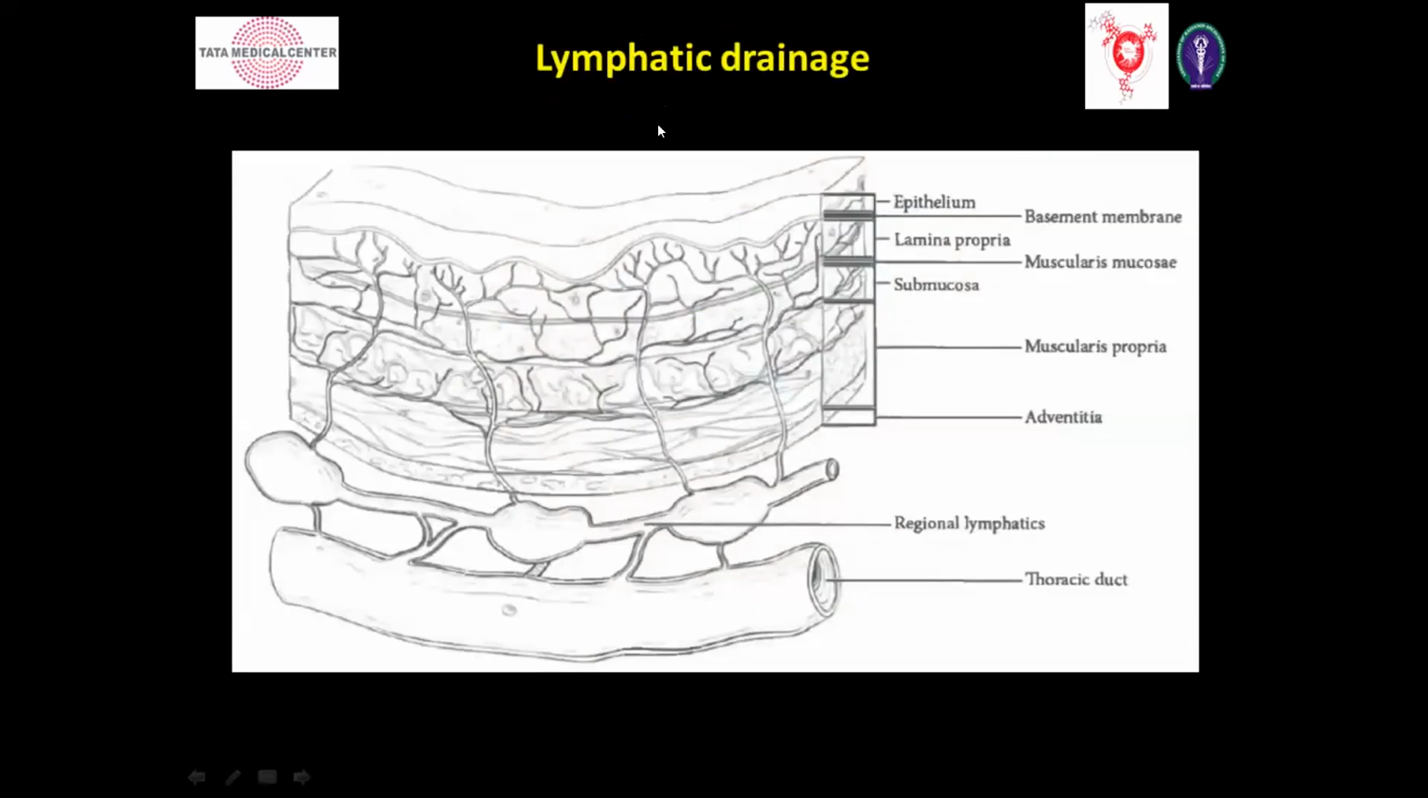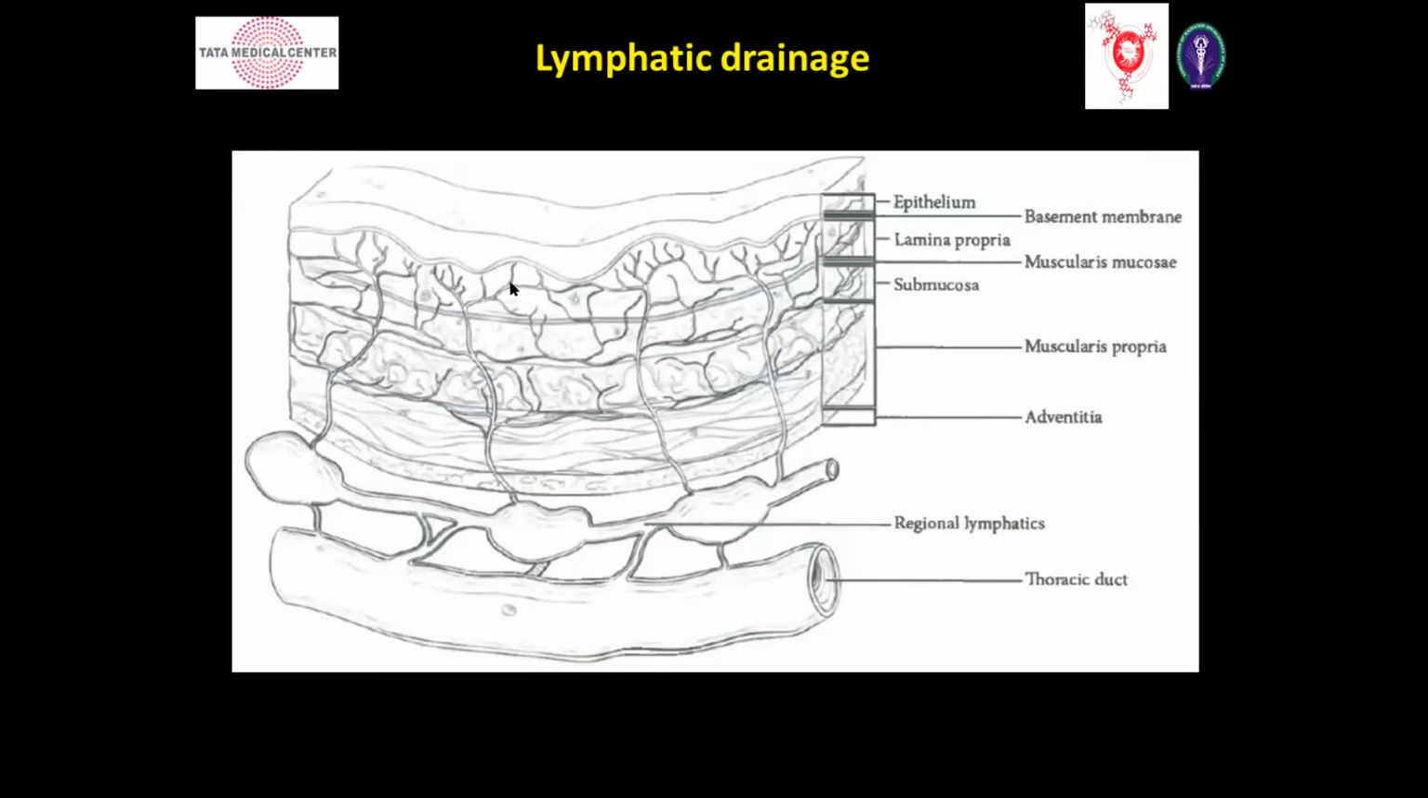The next important structure is the lymphatics. If you see the lymphatic distribution of the esophagus, there are two kinds. One is longitudinal distribution along the mucosal and submucosal level, and the other consists of structures which pierce the muscle layer and drain into the thoracic duct. So esophageal lymph can go both longitudinally as well as radially. That is the reason you can have a skip metastasis in a lymph node away from the original tumor.